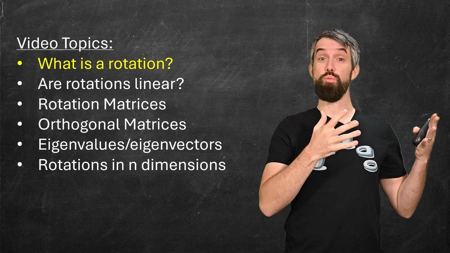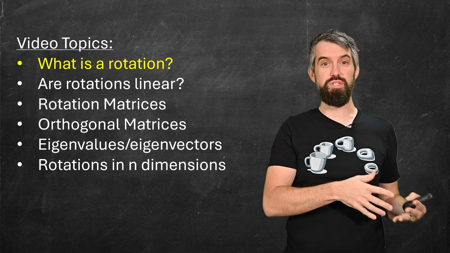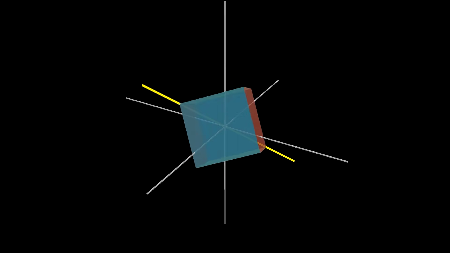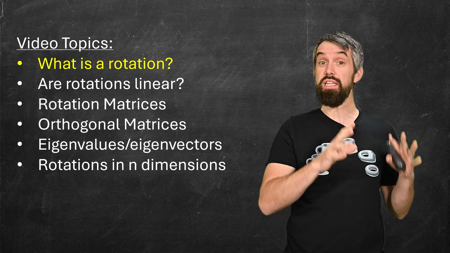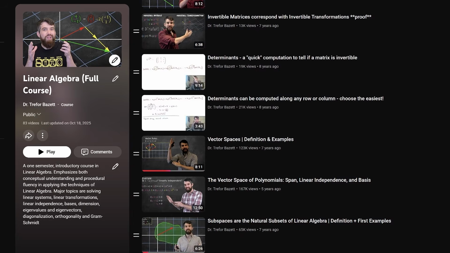What exactly are rotations? And how can we use the tools of linear algebra and matrices to describe what rotations are in 2 dimensions, 3 dimensions, or even in a higher number of dimensions? Rotations come up in such a large number of applications that it's nice to have a really strong understanding of them. And indeed, this video is just one in my entire playlist on linear algebra.